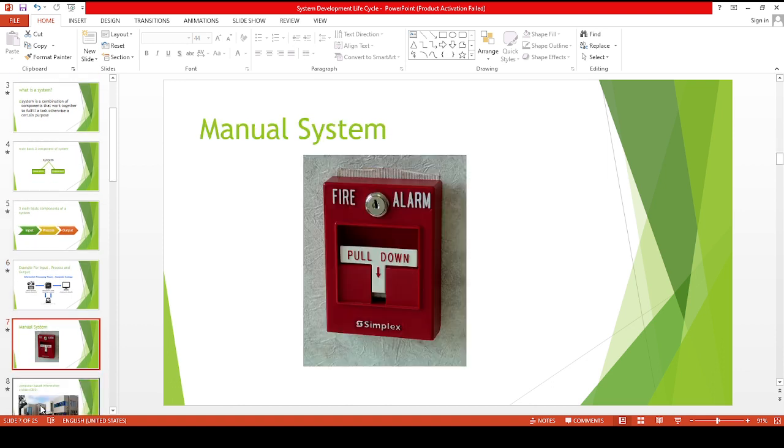Manual system. You can see the fire alarm picture. We have to pull it down with our hands, and when we pull it down with our hands, that confirms there is a fire. That is a manual system.